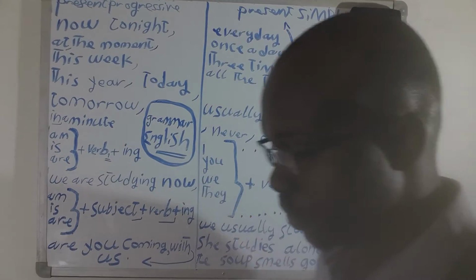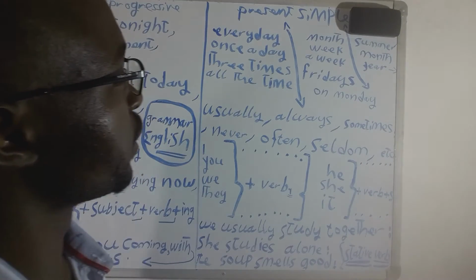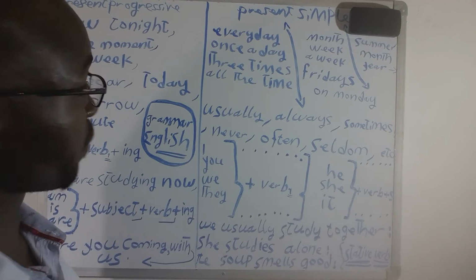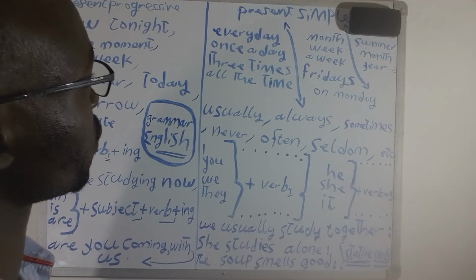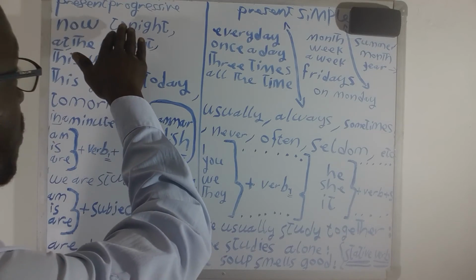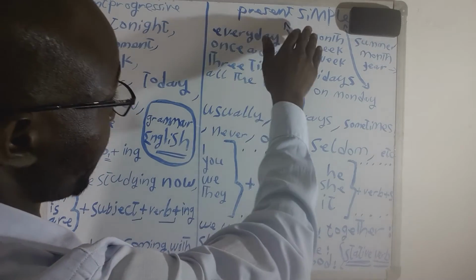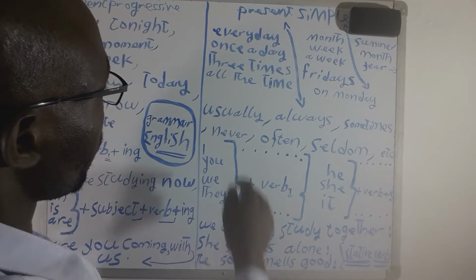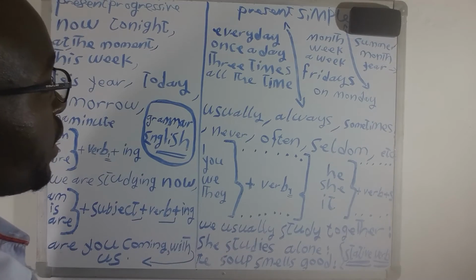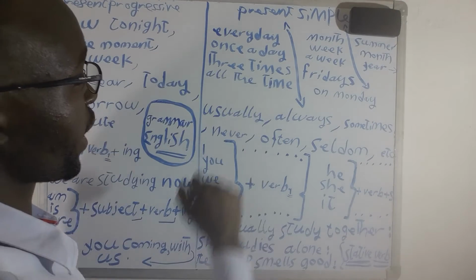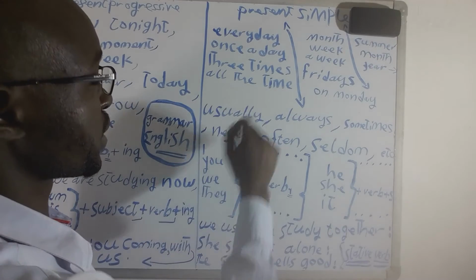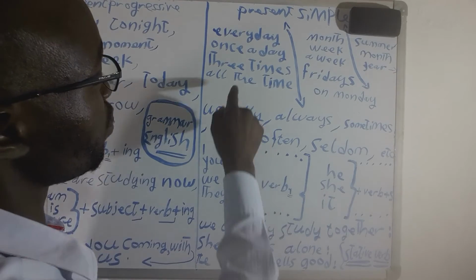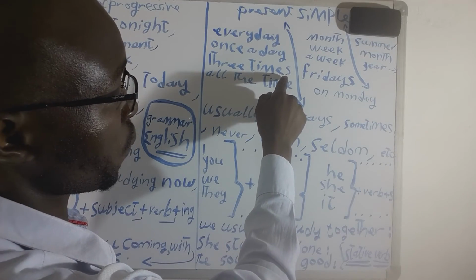In the next section, we say present simple. And don't forget, here we have two sections: present progressive and present simple. Every day. Once a day. 3 times. All the time. If we say 3 times, we put the S at the end of the root.